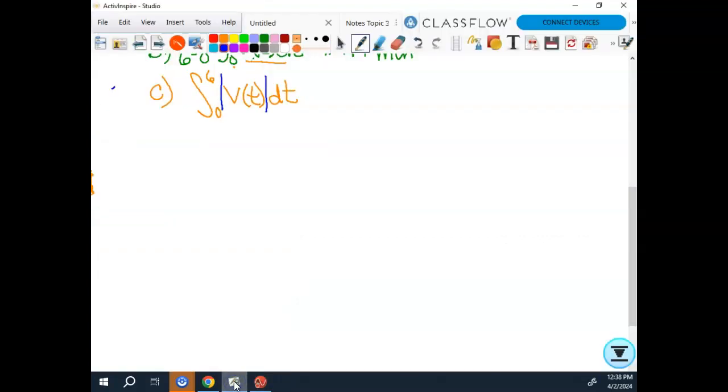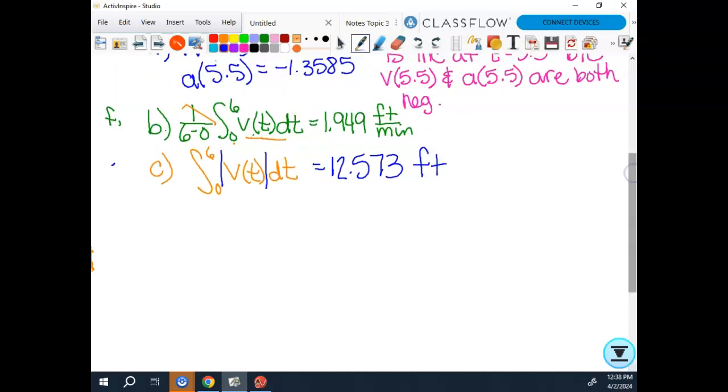So this is 12.573 what? What would the units be here? Is it feet per minute? It is feet. When you integrate velocity, you get distance or position, basically. So that's where the feet comes from. This minute right here comes from dividing by that. So when I integrate velocity, I get position, or in this case, total distance. We okay on that? Yes?